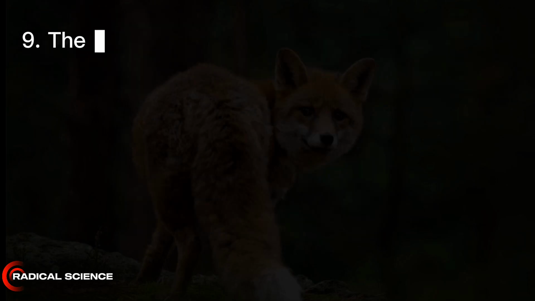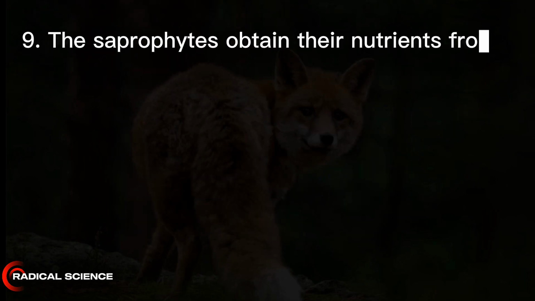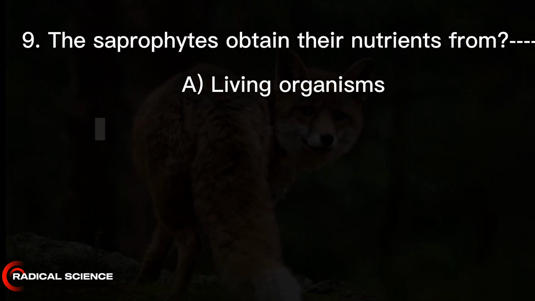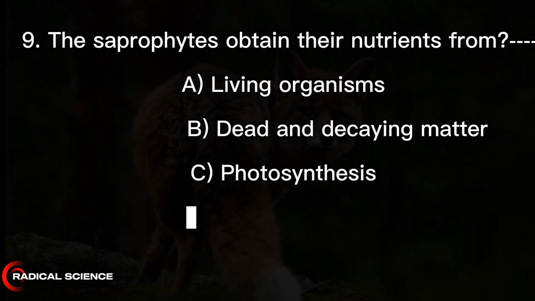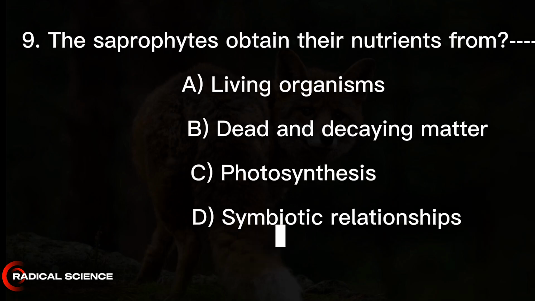Moving on to number 9. The saprophytes obtain their nutrients from dash. A. Living organisms. B. Dead and decaying matter. C. Photosynthesis. D. Symbiotic relationships.